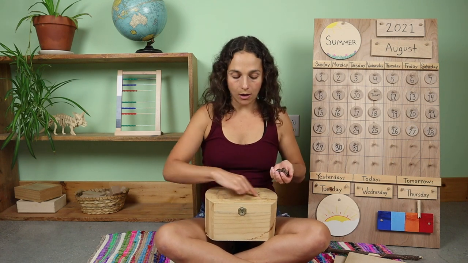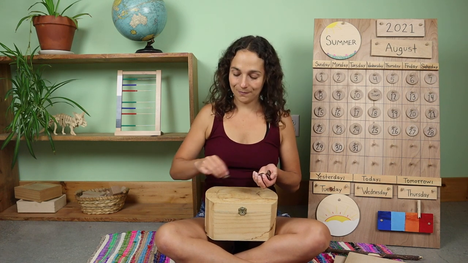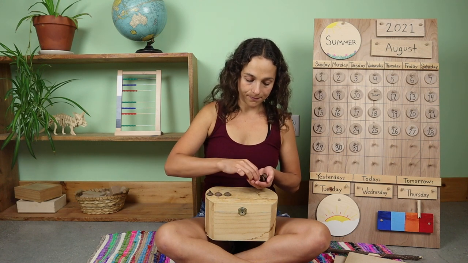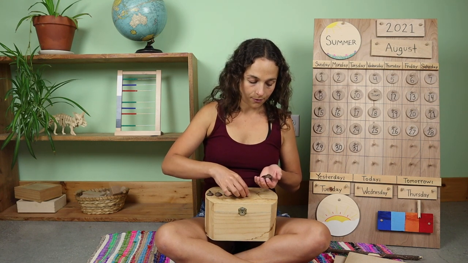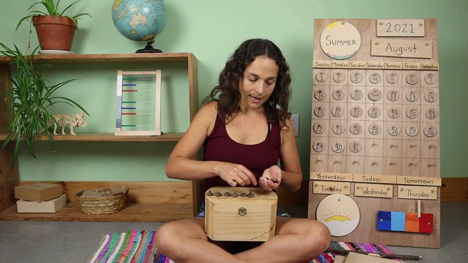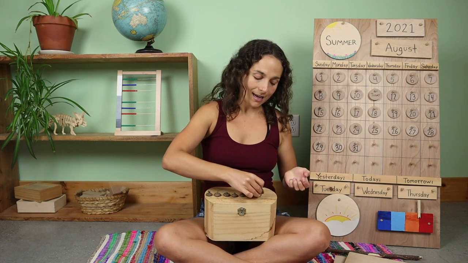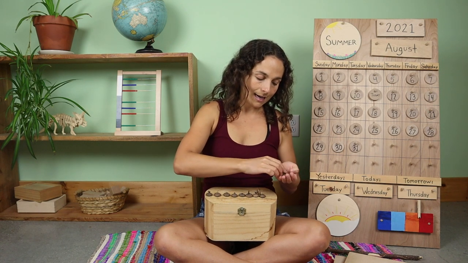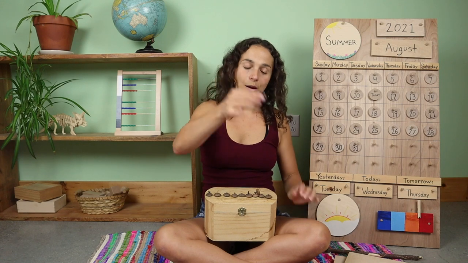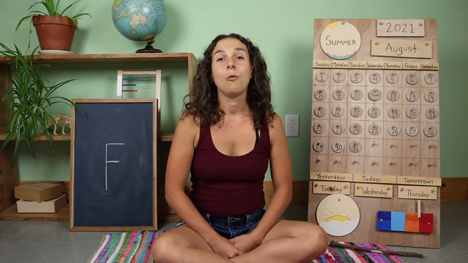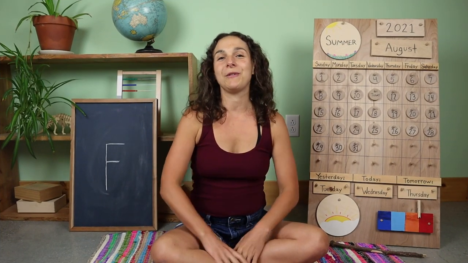Here are some acorn tops. So as I count them, I'll line them up across the top of the box and we can count together. Are you ready? 1, 2, 3, 4, 5, 6. These two are connected, so that would be 7 and 8, 9, 10, and one more makes 11. 11 acorn tops.